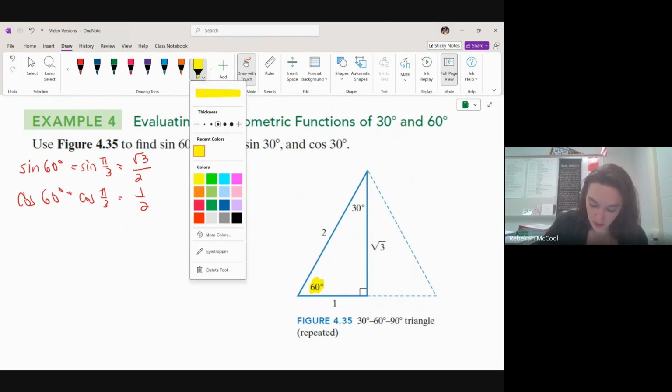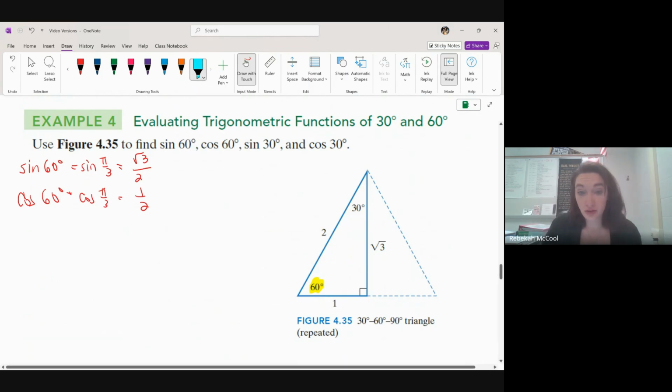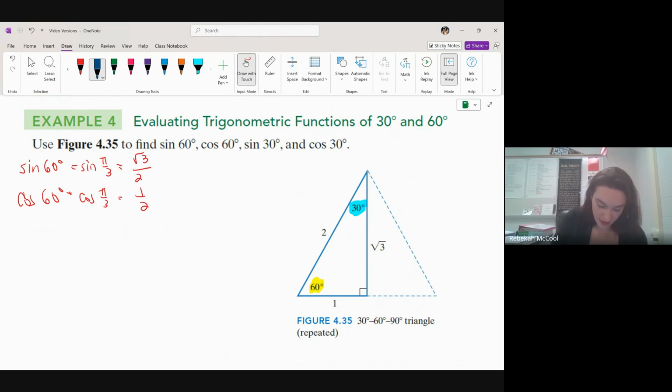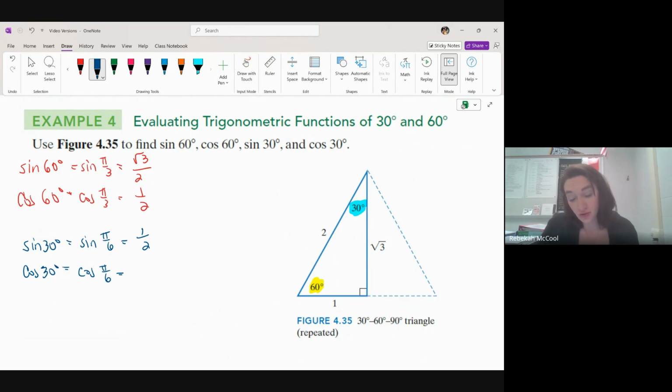Now I need to switch my color here because now we're looking at a different angle. So now we're looking at the 30-degree angle. So when I compare that to my 30-degree angle, my sine of 30 degrees, which is pi over 6, now the side opposite of the 30 is the 1 over hypotenuse of 2. And my cosine of 30 degrees, or cosine of pi over 6, the side adjacent to the 30 degrees is that root 3. So we end up getting that root 3.